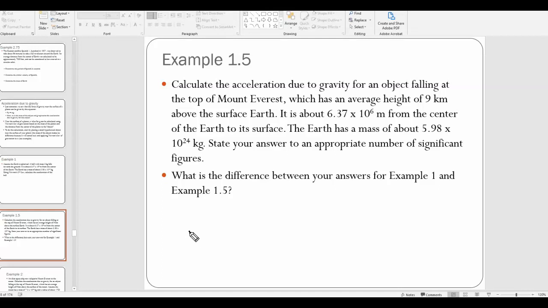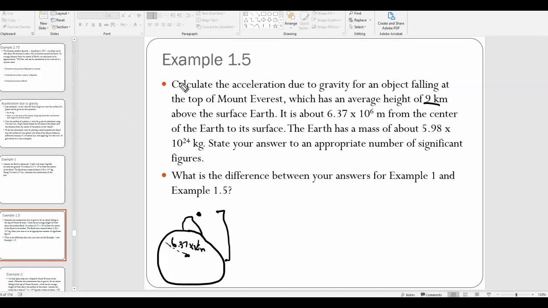Okay, so in this problem, let's say here's the Earth, and here's Mount Everest. I can't draw, so just pretend that's Mount Everest, and I have a hypothetical object in free fall near the top of Mount Everest. Now, if the radius of Earth is about 6.37 times 10 to the 6 meters, then to find the distance between the center of the Earth and this object, I also need to add how far the object is above the surface, which is 9 kilometers.